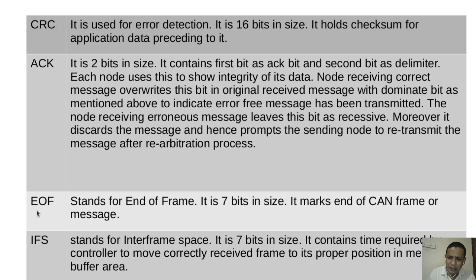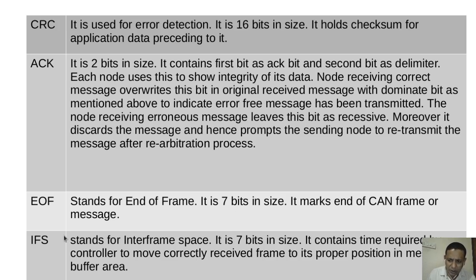And the next is the end of frame. End of frame indicates the end of a frame, and it is 7 bits in size. It marks the end of the CAN frame or the message. That is, it will indicate the end of the CAN frame or the message.